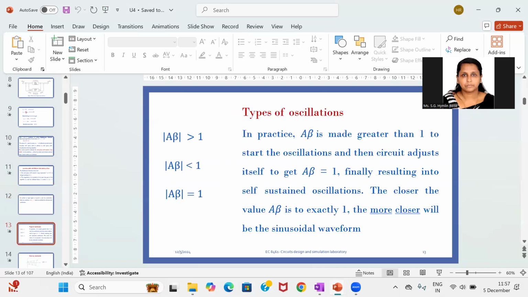Based on this, there are three types of oscillations. Whenever the product of A and beta is greater than 1, it starts the oscillation and the circuit adjusts, so we can say it is in the condition of over damped. And if the magnitude of A beta is less than 1, it results in a decaying oscillation, which is considered to be under damped oscillation. And magnitude of A beta equal to 1 is the condition for self-sustained oscillation, where the waveform is closer to sinusoidal. This is how we will be generating it.